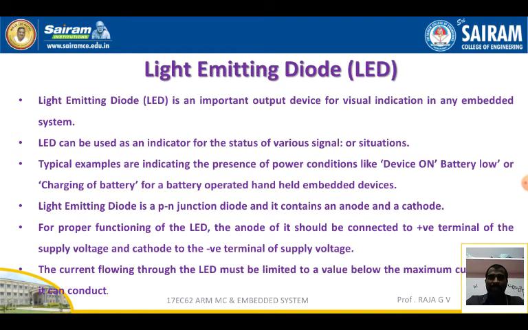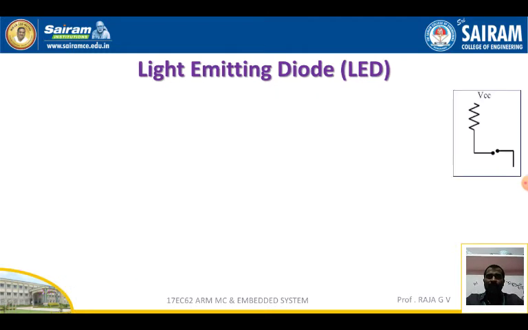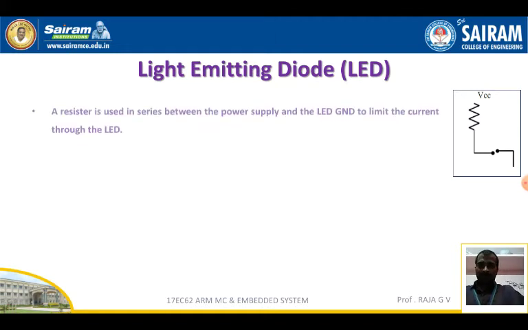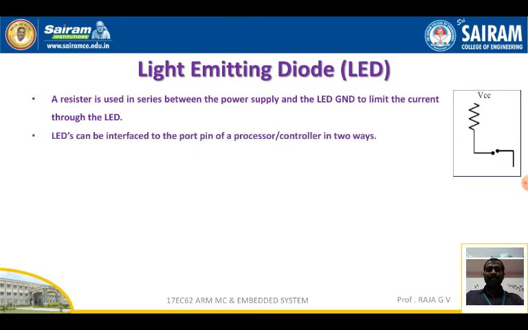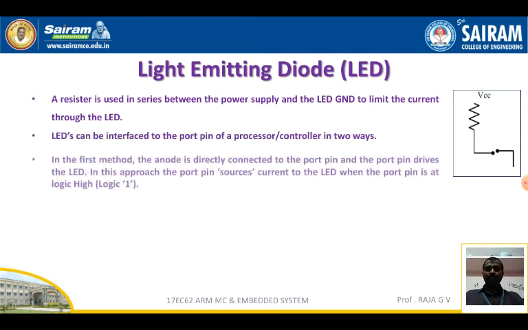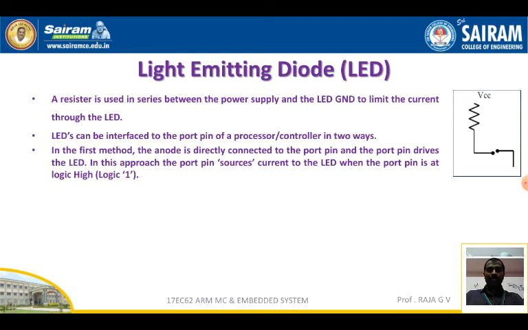That means the anode has to be connected to the positive supply and the cathode has to be connected to the negative supply. The current flowing through the LED must be limited to below the maximum current that it can conduct. So this is nothing but the LED. VCC is connected. A resistor is used in series between the power supply and the ground to limit the current through the LED.